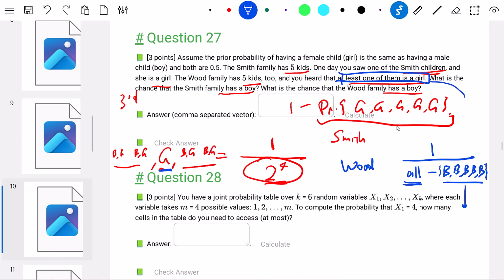So that sentence only eliminates one of the permutations, but the fact that you saw one specific child being a girl eliminates 2 to the power 4 permutations. So that's kind of the main difference. And there are a total of 2 to the power 5, and we're subtracting 1. So it's 1 over 2 to the power 5 minus 1. So that's basically how we compute these probabilities.